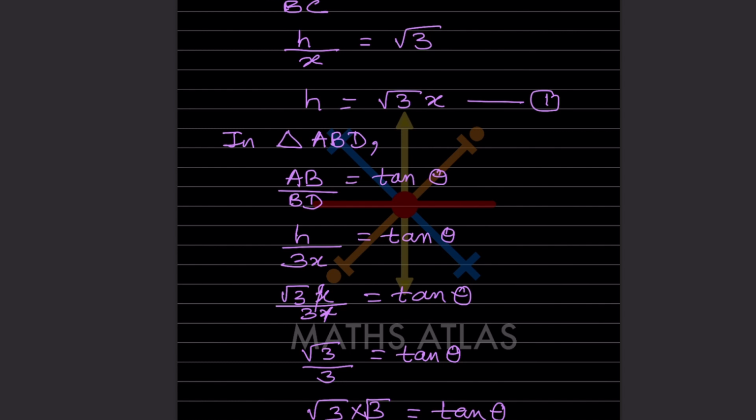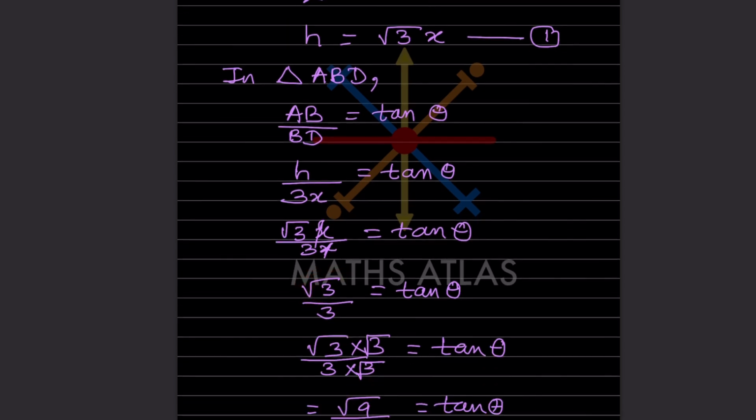Here, what will we write? What did we get as the value of h from equation number 1? That we got root 3x. So in place of h, we'll write root 3x and this 3x as it is. That is tan theta. So x and x get cancelled. And look here, because there is a root, root 3 by 3 remains, so tan theta.